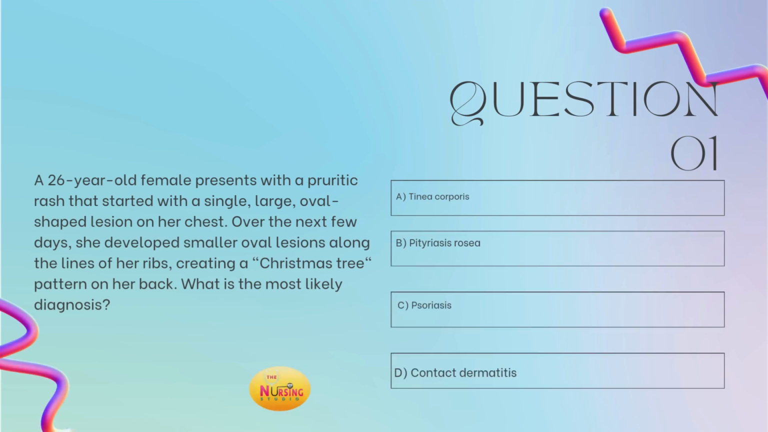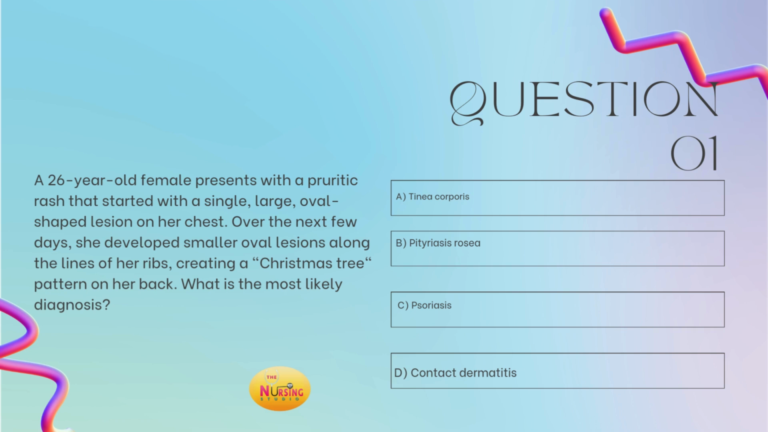Question number one states: a 26-year-old female presents with a pruritic rash that started with a single large oval shaped lesion on her chest. Over the next few days, she developed a smaller oval lesion along the lines of her ribs, creating a Christmas tree pattern on her back. What is the most likely diagnosis? Is it A, tinea corporis, B, pityriasis rosea, C, psoriasis, or D, contact dermatitis? Take a moment and tell me what you got in the comments, you guys.